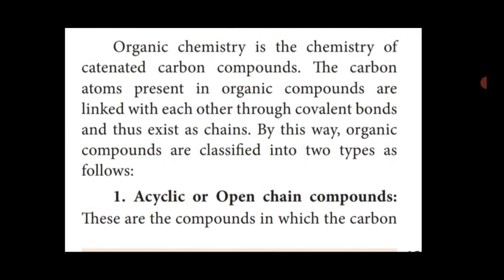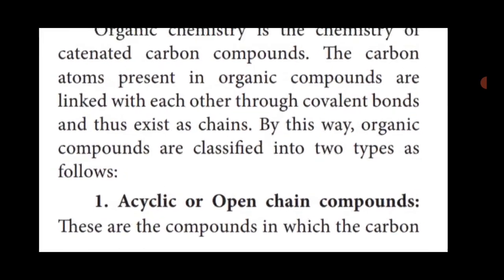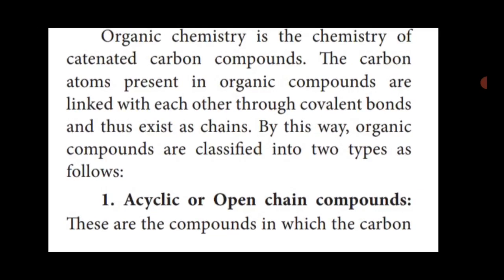Organic chemistry is the chemistry of catenated carbon compounds. The carbon atoms present in organic compounds are linked with each other through covalent bonds and thus exist as a chain. In this way, organic compounds are classified into 2 types.